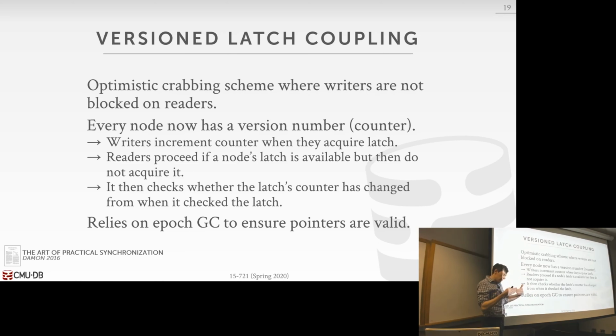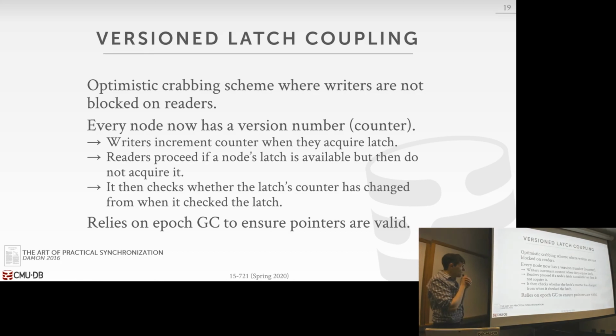But then after they complete their visit at a node, you check to see whether it was modified since when you started reading it. If no, then you know no writer came in and modified it, and you just proceed down the tree. If you do see a modification, then you realize somebody else got in before you finished, and then you just restart. So there's no more read latches anymore. There's a write latch to prevent two writers from modifying the same node at the same time.